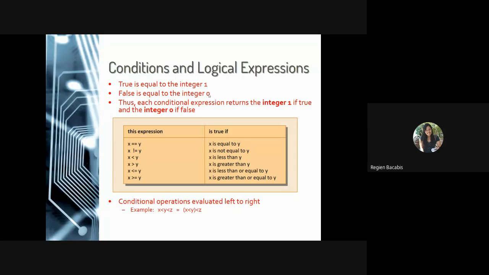Okay, so here are the common expressions you can use in your conditions. If you want to test if two numbers are equal, or if two variables have the same value, you use the double equal sign ==. This is read as: is x equal to y. If you want to check if two values are not equal, you use the exclamation point and an equal sign, !=. This means not equal, and this means equal.